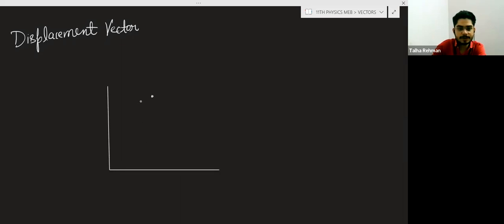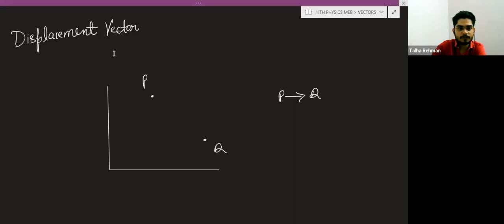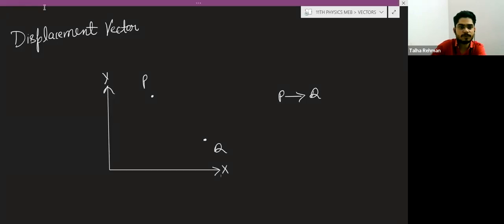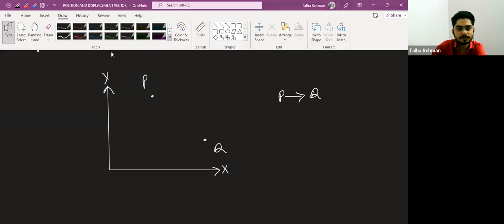Here is one point and here is another point, and you are moving from this point. Suppose this point is P and this point is Q, and you are moving from P to Q. So first define the position vector for this point P. This is the y-axis, this is the x-axis. What will be the position vector?